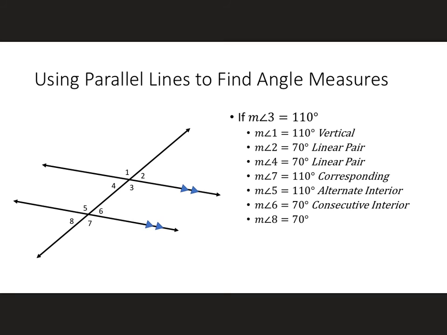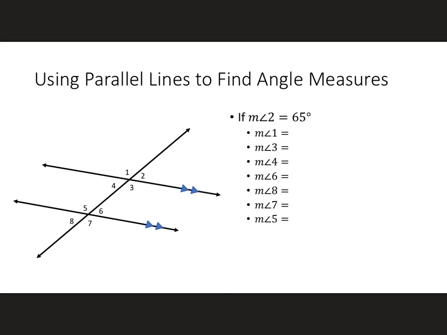Angle 5 is an alternate interior angle to angle 3, so they're also congruent. Angle 6 is a consecutive interior angle, so they're supplementary. That's why it has the 70 degrees. And I got angle 8 by using the vertical angle to angle 6. So those should be congruent to each other. They're both 70.